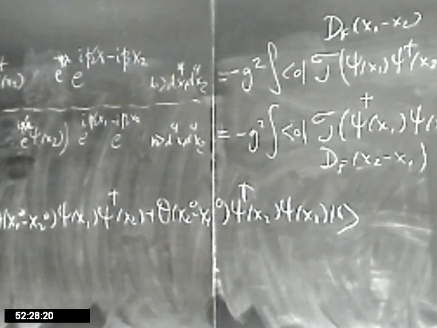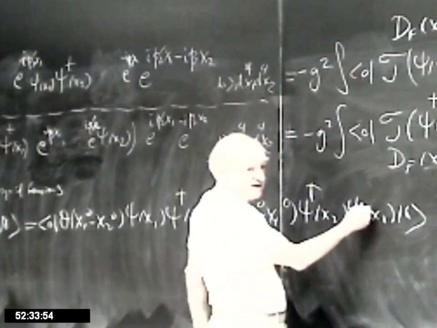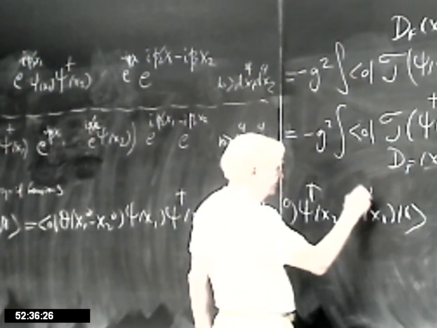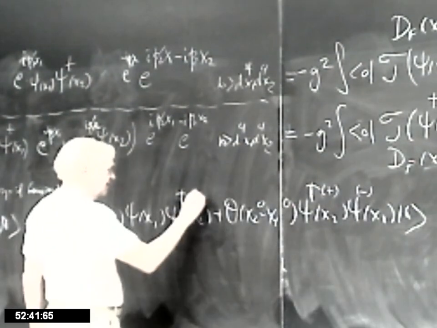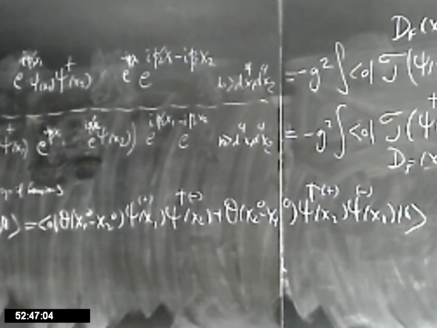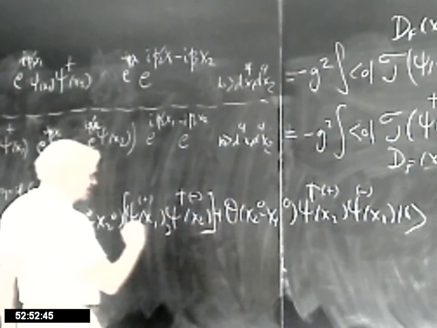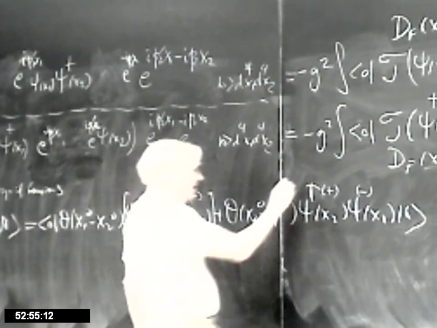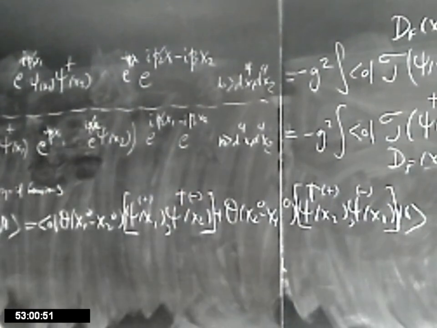Okay. Now, since these, well, this had better be the negative frequency part, otherwise you get zero. This had better be the positive frequency part, otherwise you get zero. Same thing here. But by that argument, you can replace this by the commutator, because when you change the order, you get zero. And similarly, you replace this by the commutator, you get zero. Otherwise, you get zero. Now you look over there, and you see we've just computed these two things.